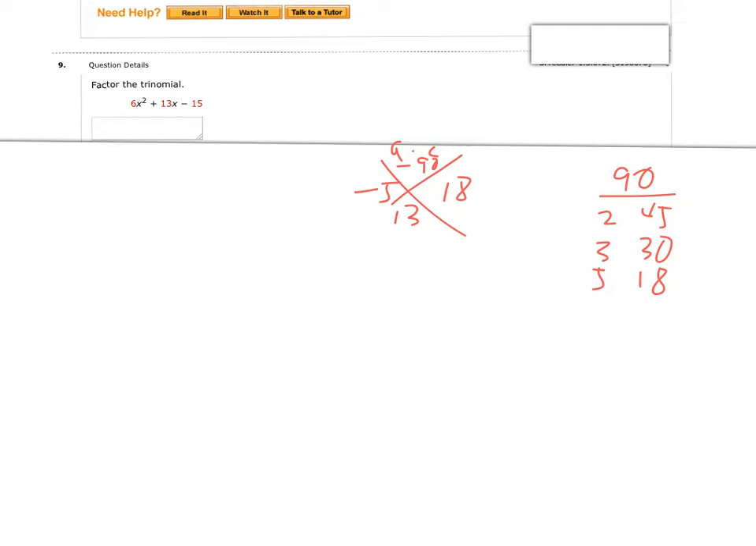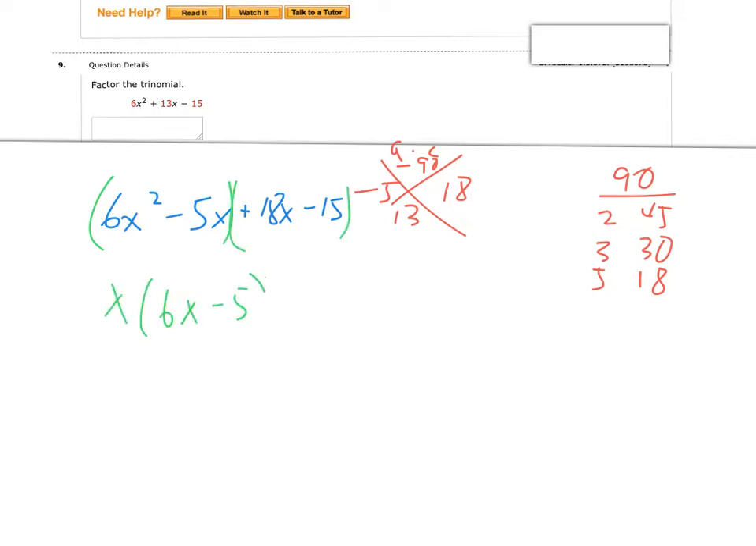However, since we have our a value here, we're going to have to go ahead and rewrite this, but we're going to split up that middle term as negative 5x and positive 18x. And then we'll group it together. The first group looks like I could just take out an x. Second group, I can take out a 3. And so I got x plus 3 for the outside, and then 6x minus 5 for the inside.